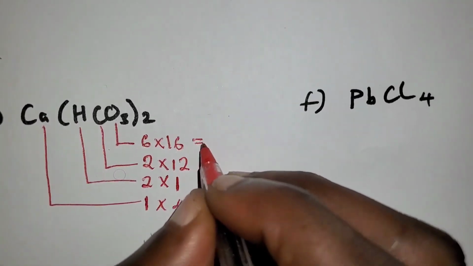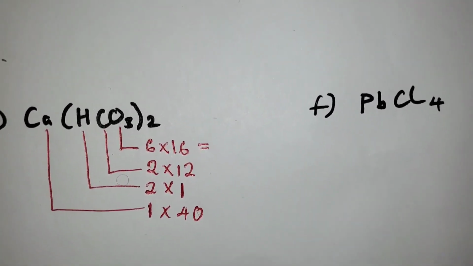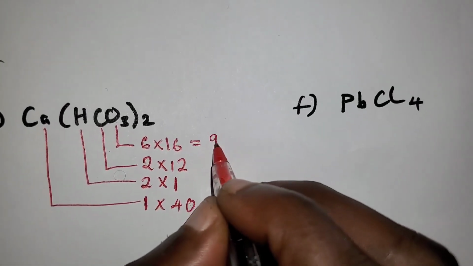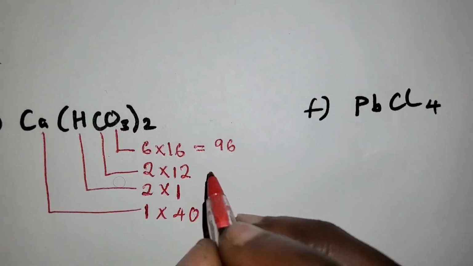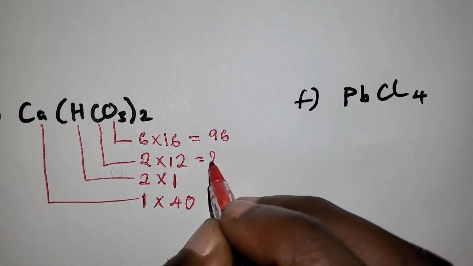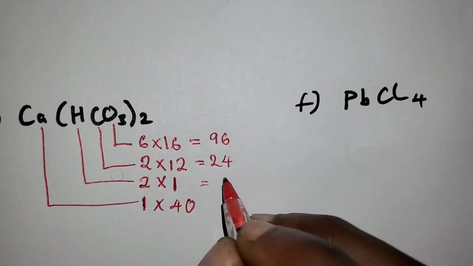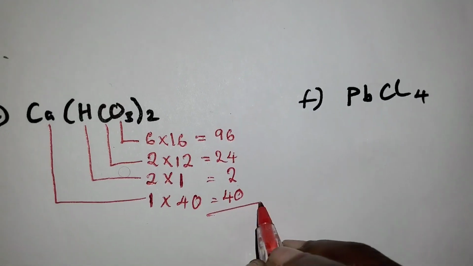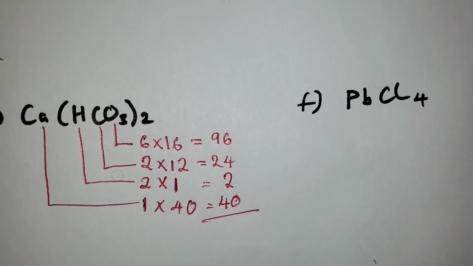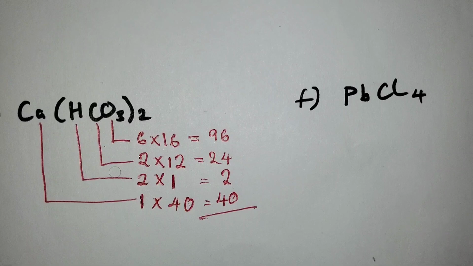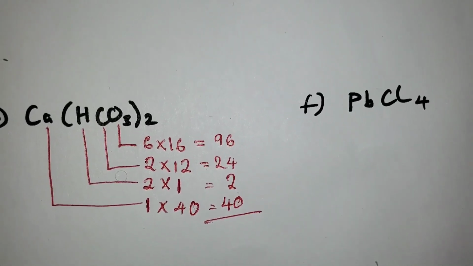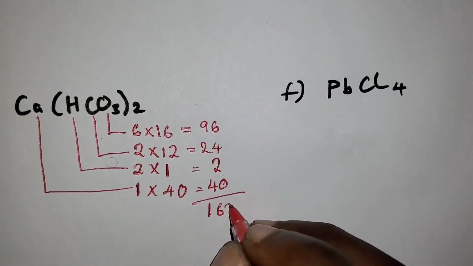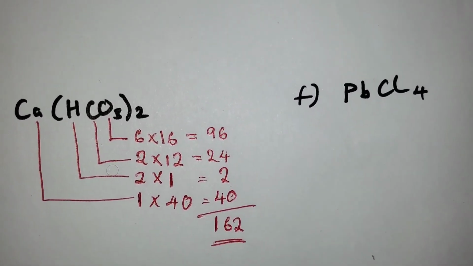All right, 6 times 16 is 96. Then 12 times 2 is 24. 2 times 1 is just 2. Then here 40 times 1 is just 40. So when you add these, 96 plus 24 plus 2 plus 40, we're going to have 162. So 162 is the final answer.